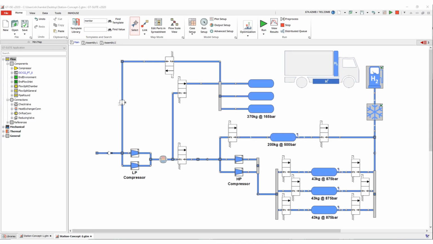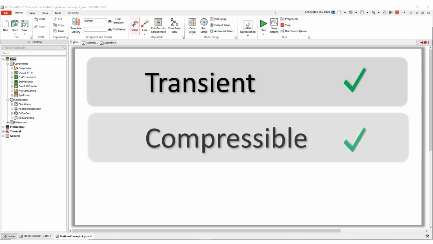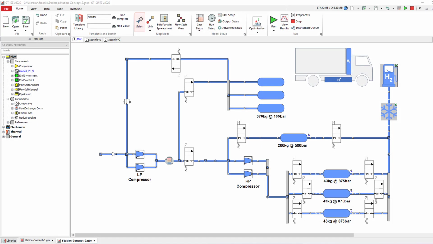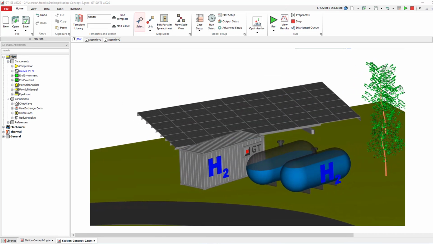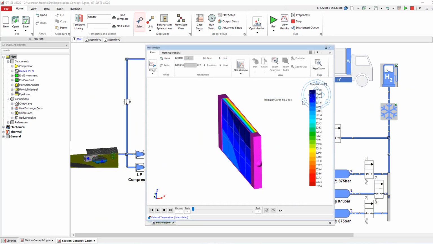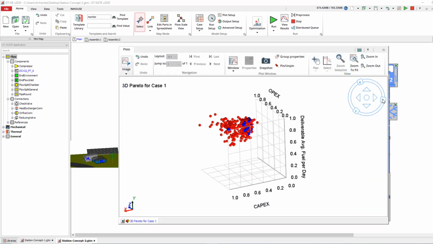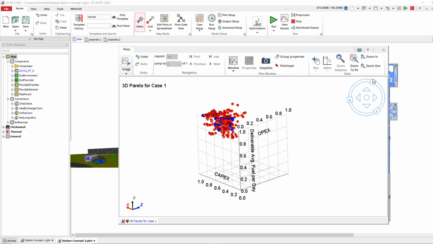To successfully simulate hydrogen gas stations, the flow solution needs to be transient, compressible, and capable of modeling two-phase flows. GT Suite is the industry standard for 1D flow and system simulation and comes with advanced models for liquid hydrogen boil-off, real gas behavior, valves, compressors, and heat exchangers. This provides the flexibility to model hydrogen compression, storage, and dispensation to select the right technologies and strategies for your system.